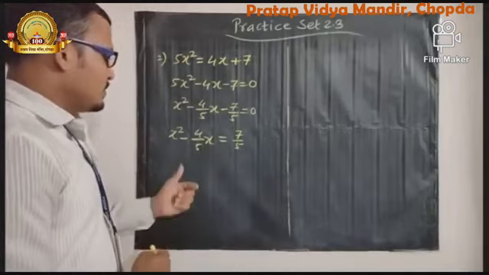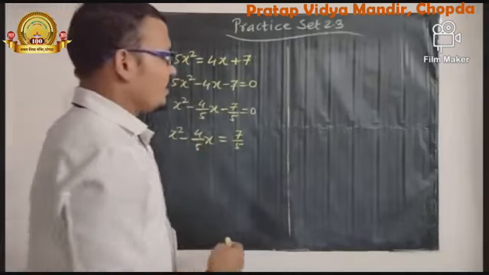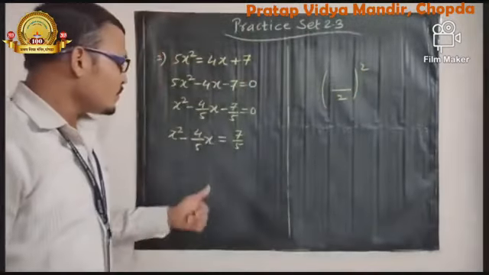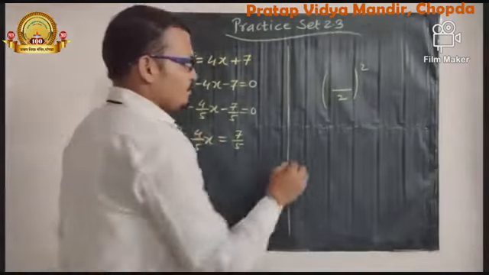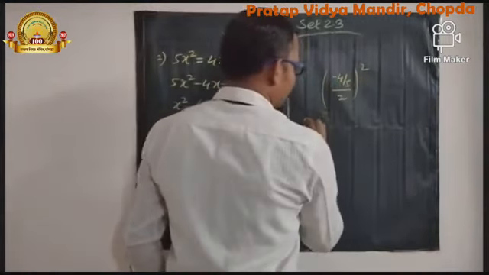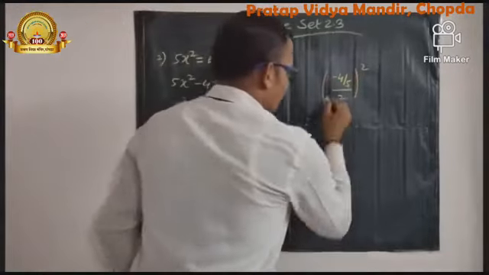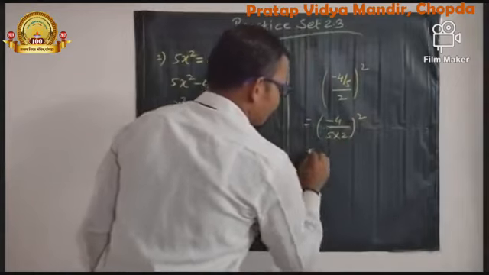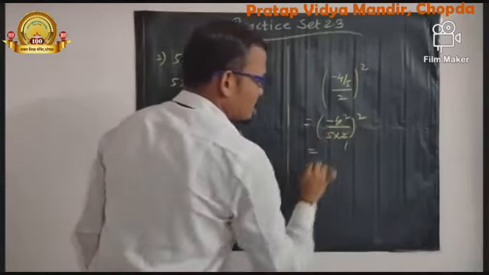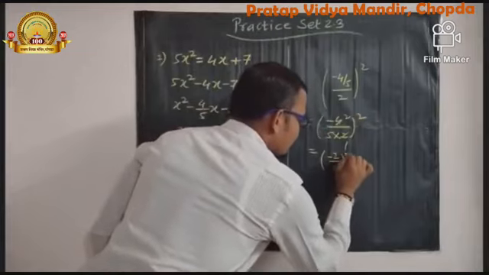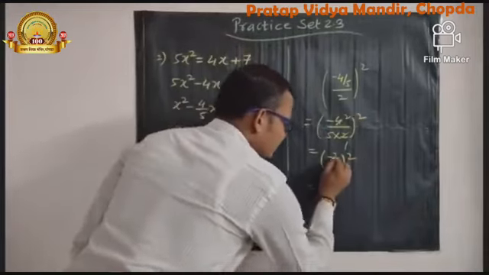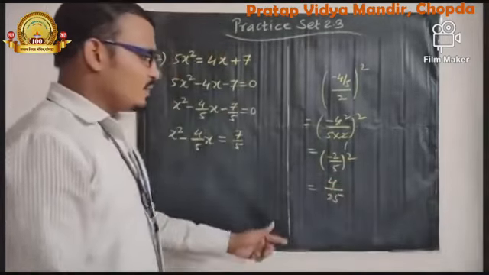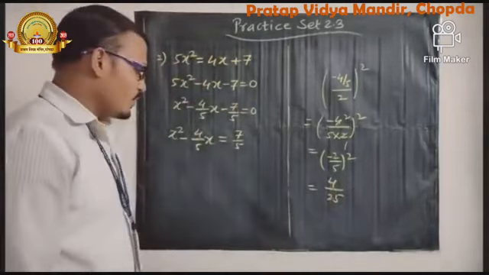Now our important step, we have to add the square of half of the coefficient of the middle term. What is the middle term here? Again minus 4/5. So solve this. So we get (-4/5 × 1/2)². So 2 ones are 2, 2 twos are 4. So (-2/5)², that is, minus 2 squared is 4 and 5 squared is 25. So here we have to add 4/25 on both sides.